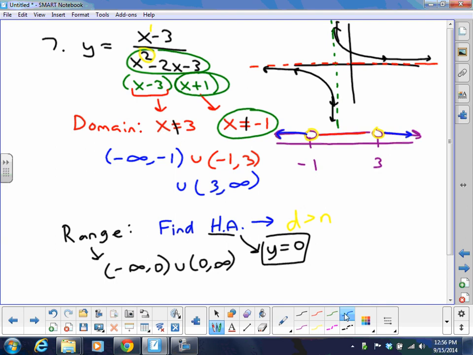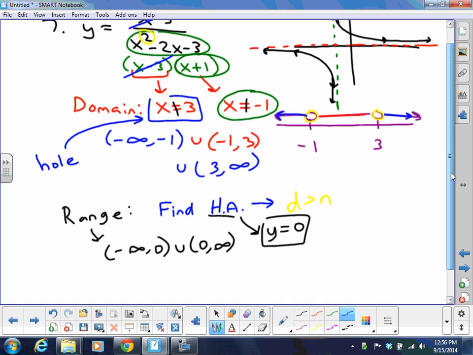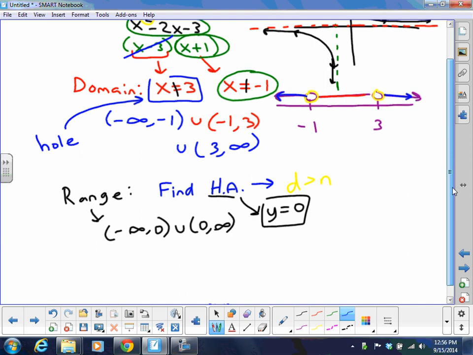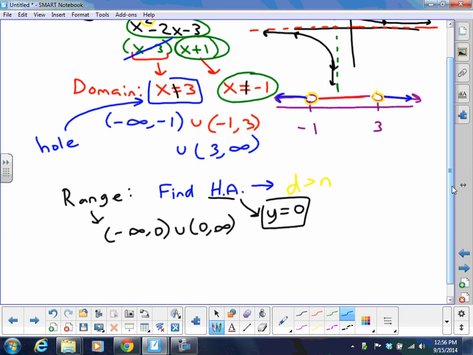Because back in the original function, the x minus 3's can get canceled out. So this value of 3, it's still not in the domain, but it's specifically a hole in the graph. Okay, so let's get our, where are we at here? Our vertical asymptote, again, we said was x equals -1, because it made the denominator 0 and it did not get canceled out.